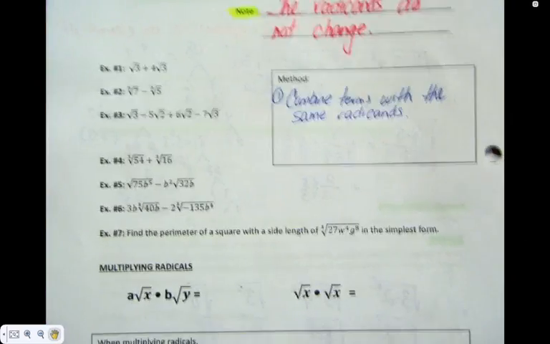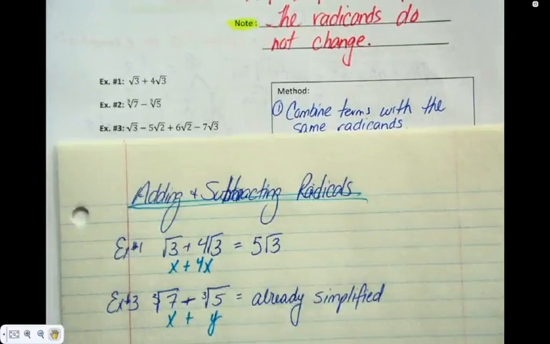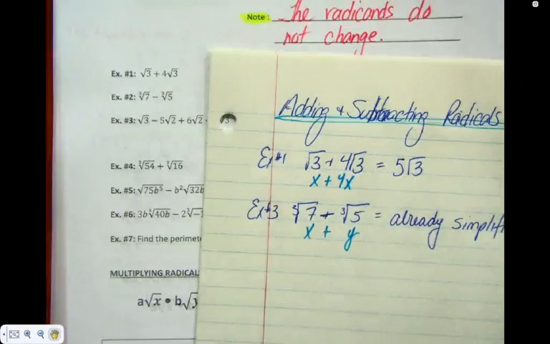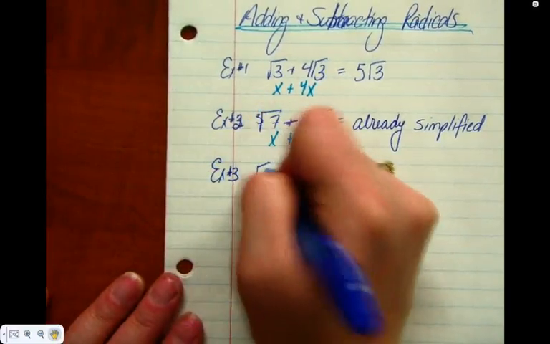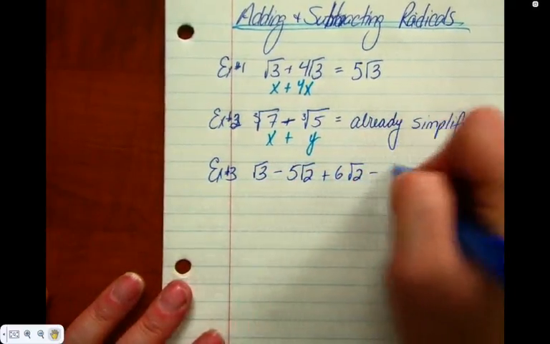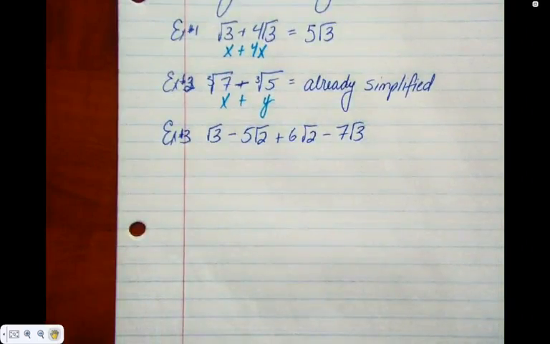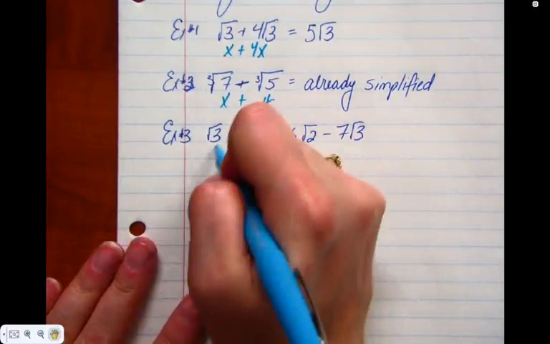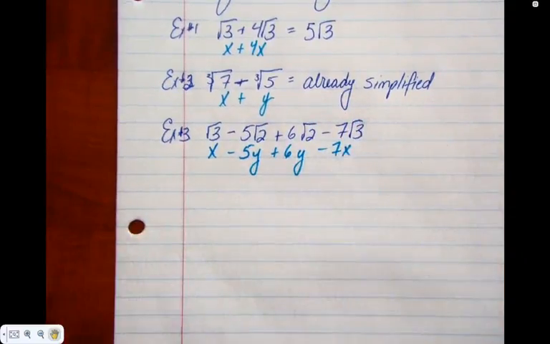Okay. Nope. I didn't get that down. This out of the way. Apparently I thought the last example was 3. Example 3. Radical 3 minus 5 radical 2 plus 6 radical 2 minus 7 radical 3. This is just like with variables, so this would be like x minus 5y plus 6y minus 7x. Okay, same idea, we have 2 different radicands.